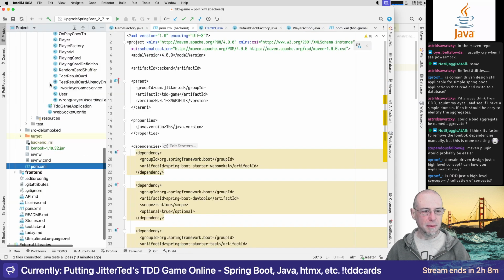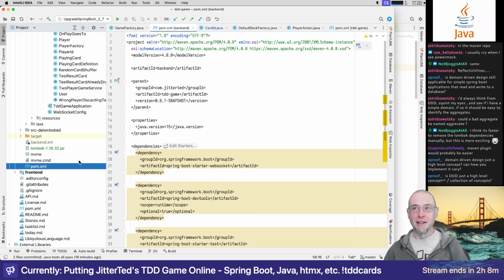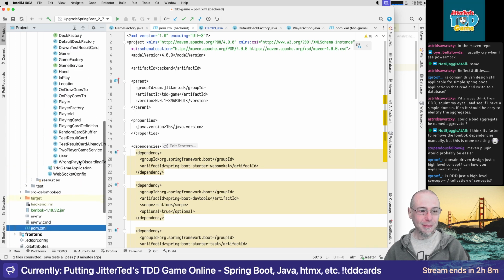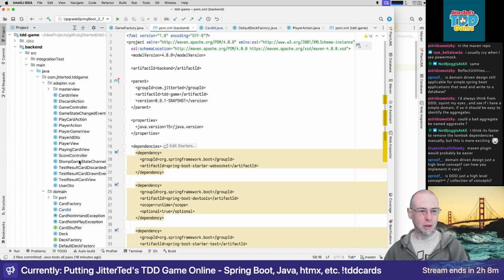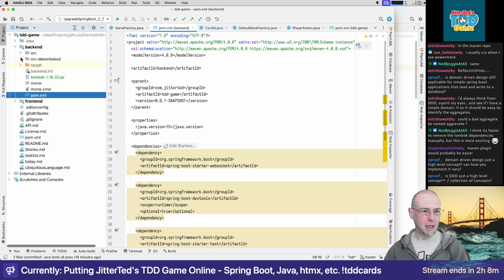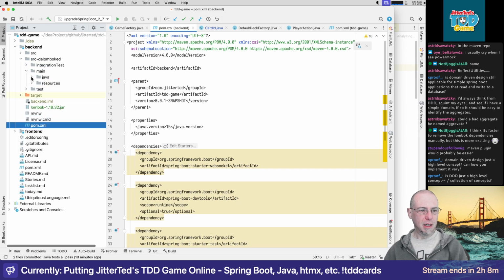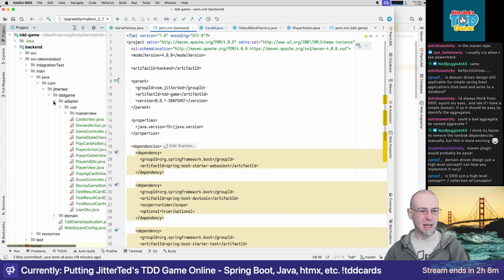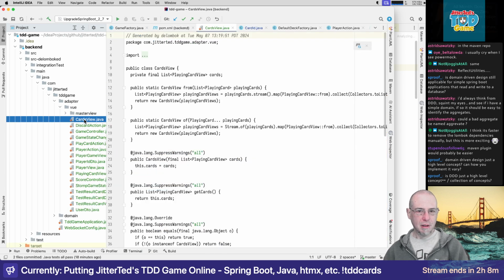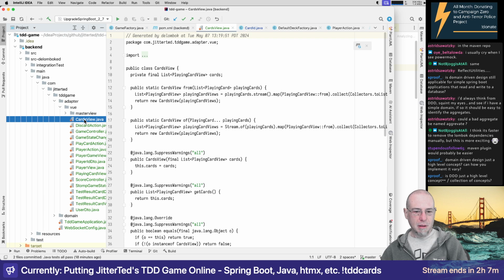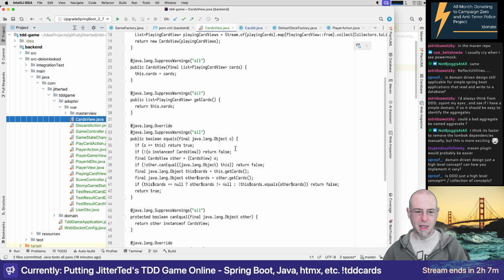So let's go see. What I wish it had done is only write the code that needed to be changed to the new directory. So there's source de-Lomboked, main, Java, adapter. Oh, I don't like what it did at all. Yeah, no, this is terrible. What the heck did it do?